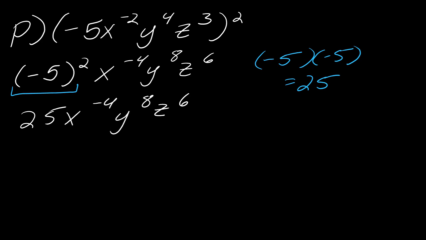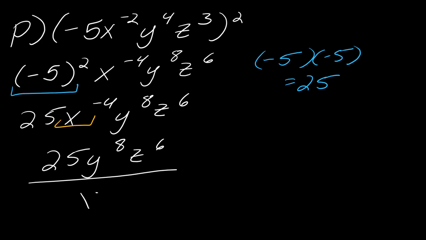And so then the only thing that needs to get sent to the denominator is this x. The 25 does not have a negative exponent attached to it, so this becomes 25 y to the 8th, z to the 6th over x to the 4th.